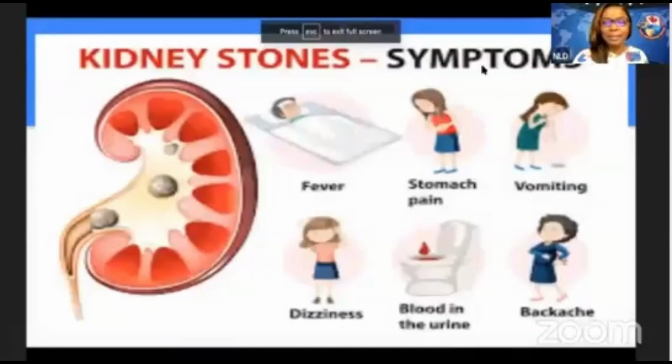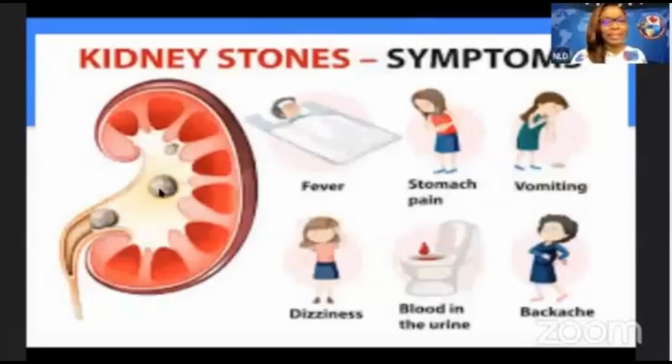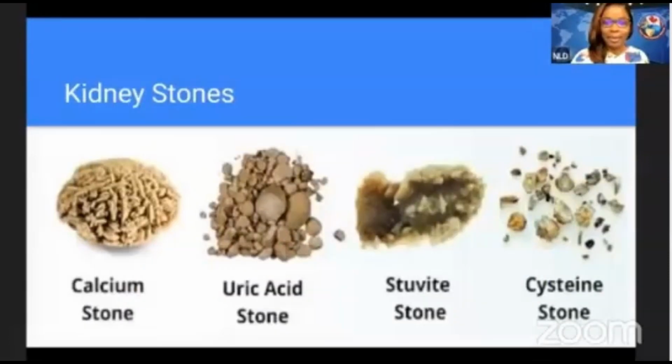So some of the symptoms of kidney stones, these are little stones, these little pebbles you see here, passes through the urethra and the ureter. And yes, it is painful. Some of the symptoms may be fever, stomach pain, vomiting, you may get dizzy, blood in the urine, and backache. This is what some of the stones look like. So there's different forms of stone. You have the calcium stones, the uric acid stones, the struvite stones, and the cystine stones. So let's get into it today.